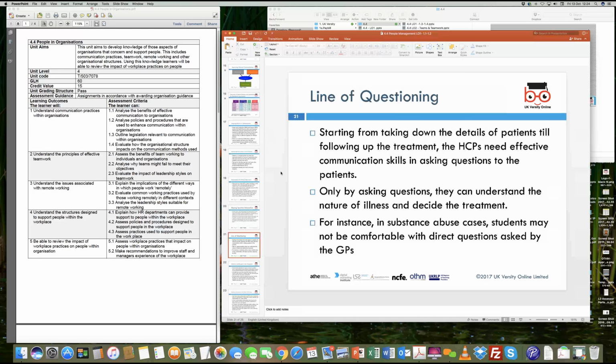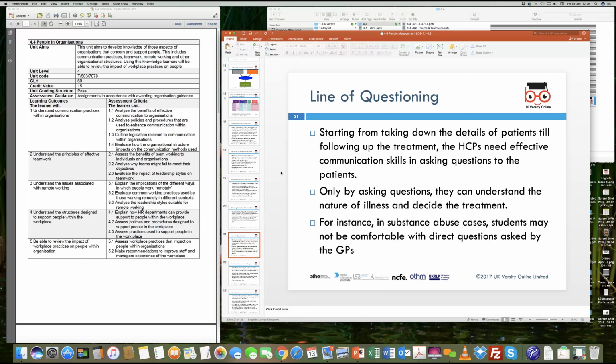Okay. You also look at the line of questioning. How do you get information from people that you work with within your sector? You do a certain line of questioning, isn't it? Sorry, say again? Well, within the sector that you work, for example, as a healthcare professional, sometimes to get information from patients or people that you work with, you have to follow a certain line of questioning, isn't it?